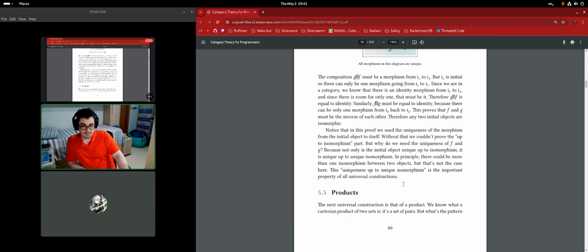Yeah, so that's the important thing. So not only is the initial object unique up to isomorphism, it is unique up to unique isomorphism. So that's important because apparently you can have more than one isomorphism.